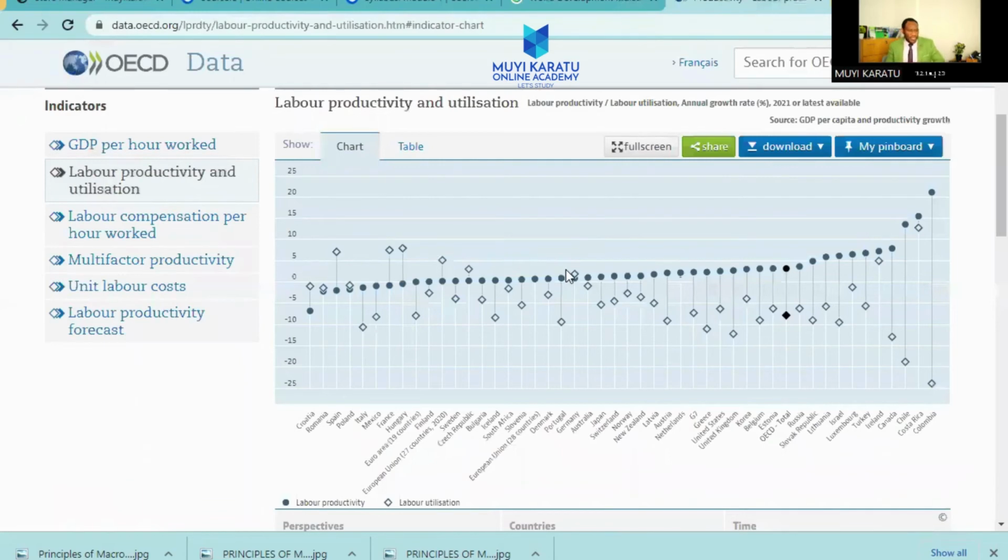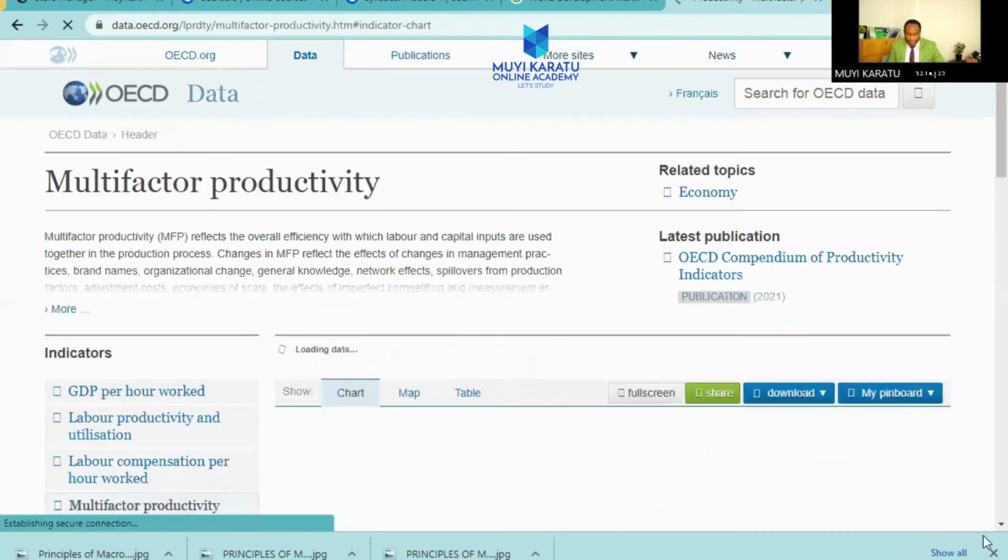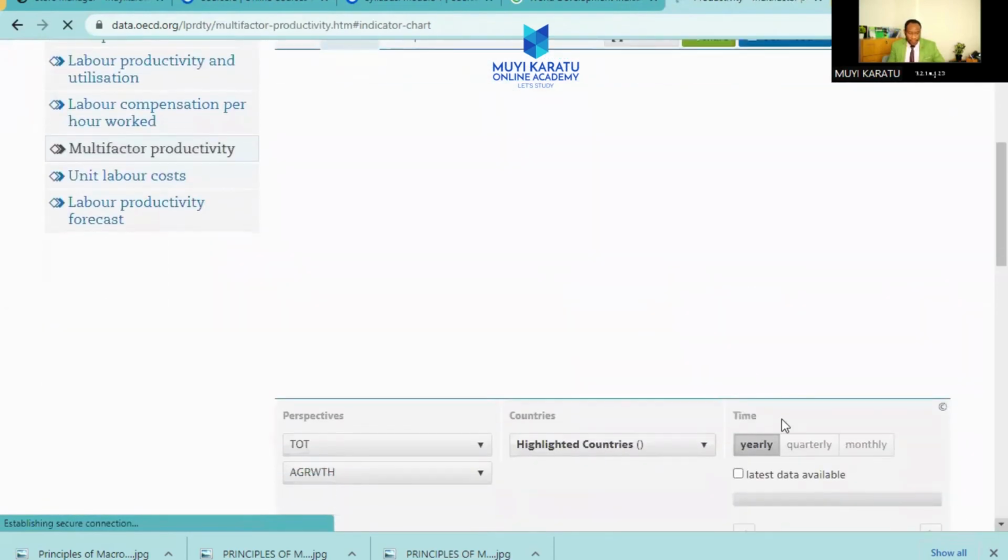Now this is the OECD data, and I'm going to pick on United States here for the sake of demonstration. This is United States, and this is the labor productivity growth rate of United States. You take 2.6 labor productivity growth of the United States, and then I take multi-factor productivity of the United States.